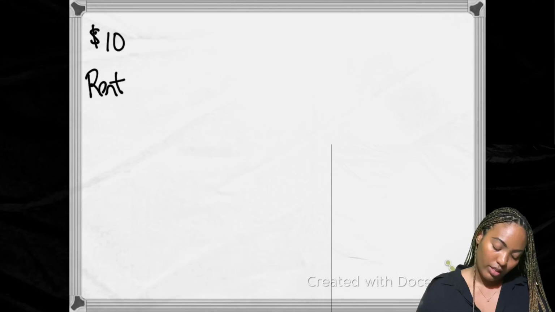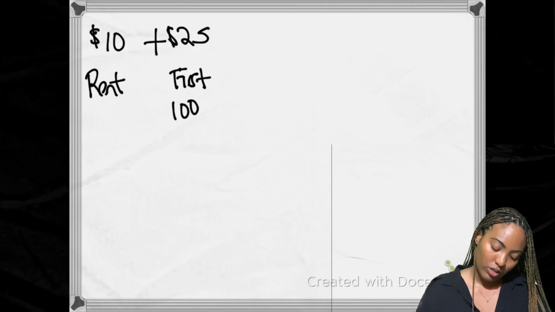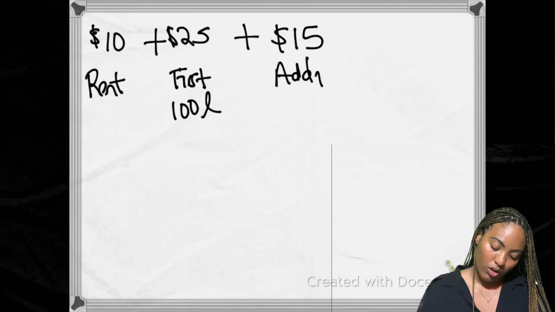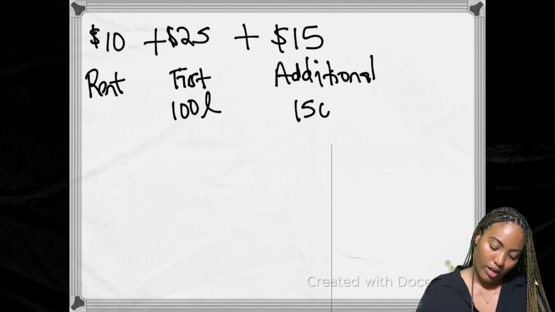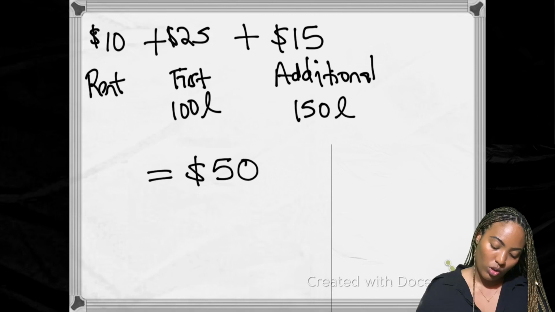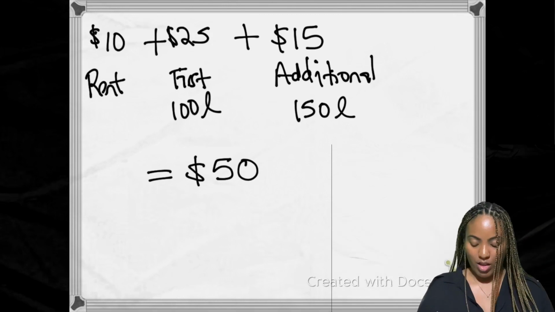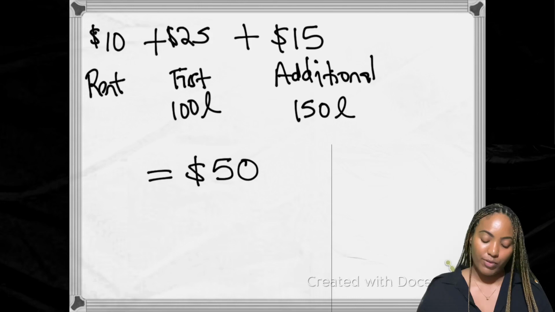So putting the question all together, we have $10 for the rent, plus $25 for the first 100 liters, plus $15 for the additional 150 liters. When we put that together, we get a total of $50 as our bill at the end of the month for using 250 liters of water.